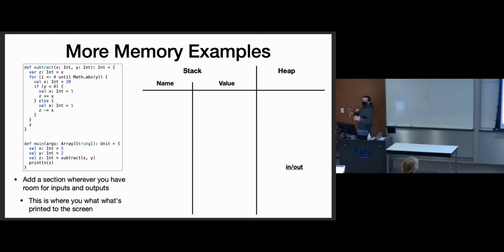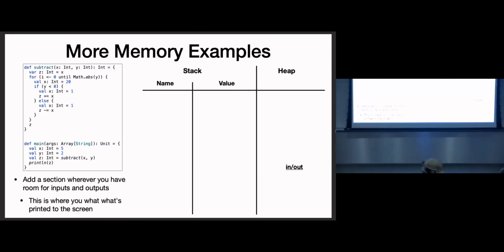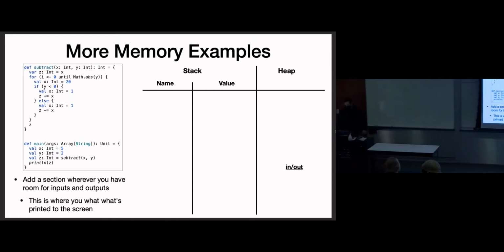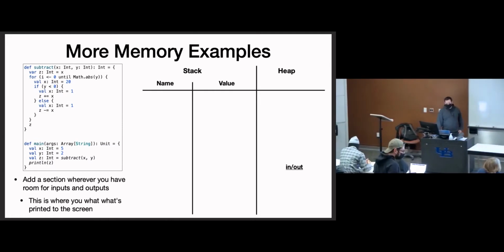And now we have the structure. This is where we're going to start, our starting place for our memory diagram. Stack with name and value, heap, and then a section for input, outputs. We won't use any inputs, but outputs, what's printed to the screen.